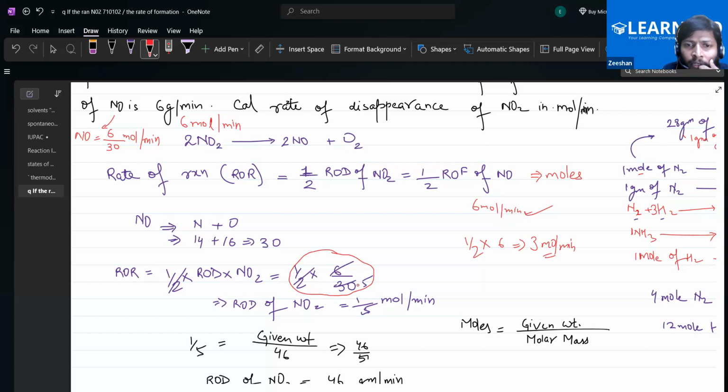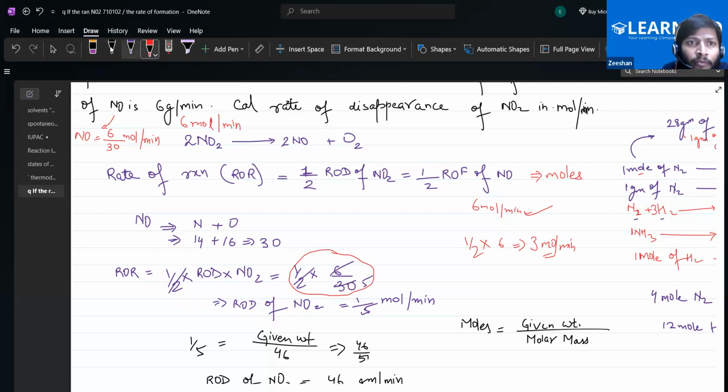Or this can be 1 by 10. It'll be 6 by 60 if we multiply. 6 by 60, then it will be 1 by 10. Yes. Then how are we getting 1 by 5? This is rate of disappearance of NO2, not rate of reaction.